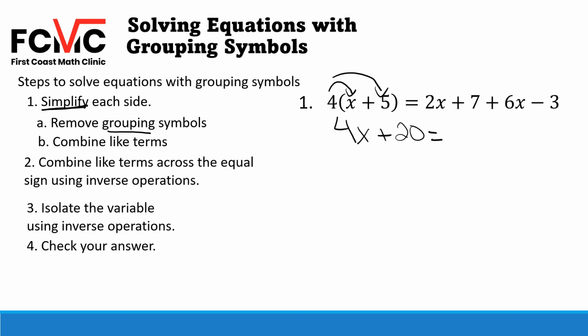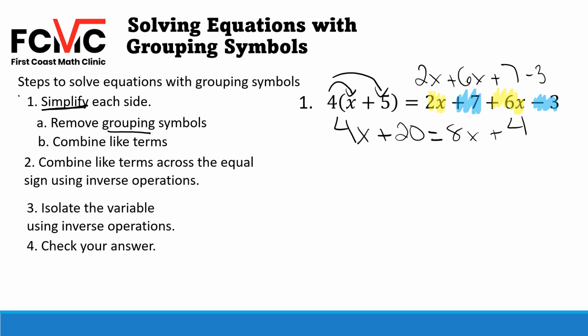On the right side, how are we going to combine our like terms? Let's start by grouping our like terms together. Like terms are terms that have the same variable raised to the same power. So we're going to group the 2x and the 6x together, and we're going to group the plus 7 and the minus 3 together. So this is basically going to be 2x plus 6x plus 7 minus 3. 2x plus 6x is 8x. 7 minus 3 is 4.